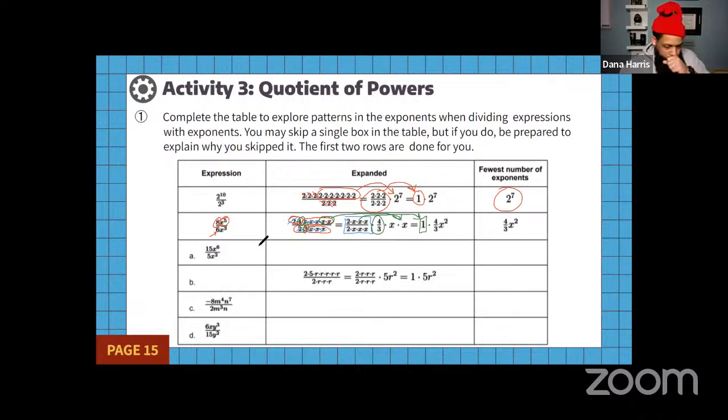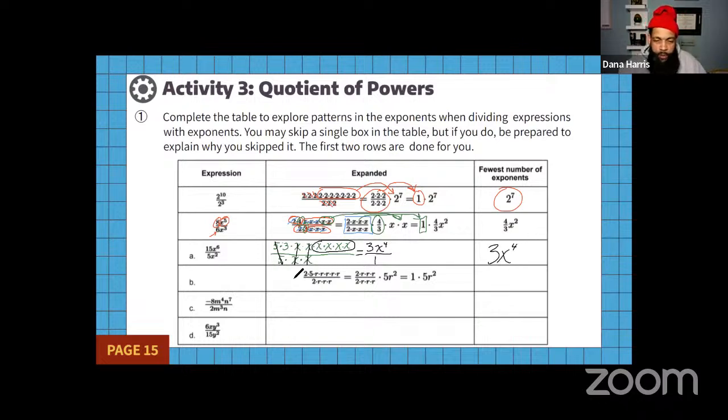Let's say, excuse me, 15 is equal to 5 times 3. And then x, x, x, x, x, x. And on the bottom, I just have 5 times 1 and x, x. All right. So what divides to be 1? Okay. Well, 5 divided by 5 equals 1. X divided by x equals 1. X divided by x equals 1. So I'm left with 3 and then x to the 4th power on top. And then there's nothing on the bottom. So it's just 1. So it's 3x to the 4th power.